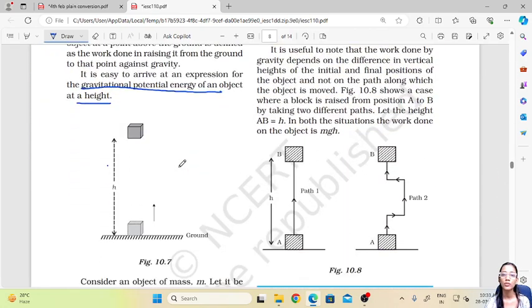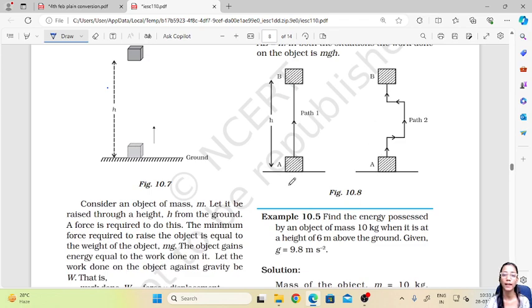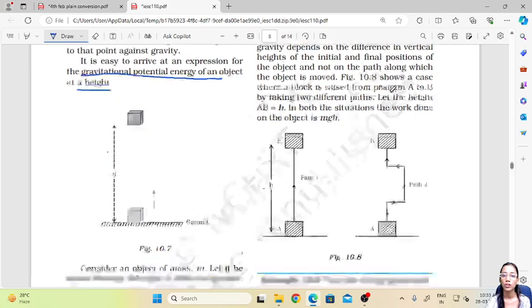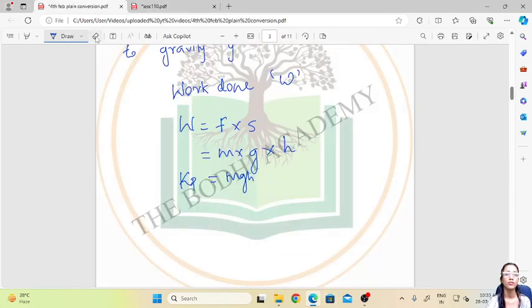It is useful to note that work done by gravity depends on the difference in vertical heights of the initial and final positions, and not on the path along which the object is moved. So the formula for potential energy due to height is mgh.